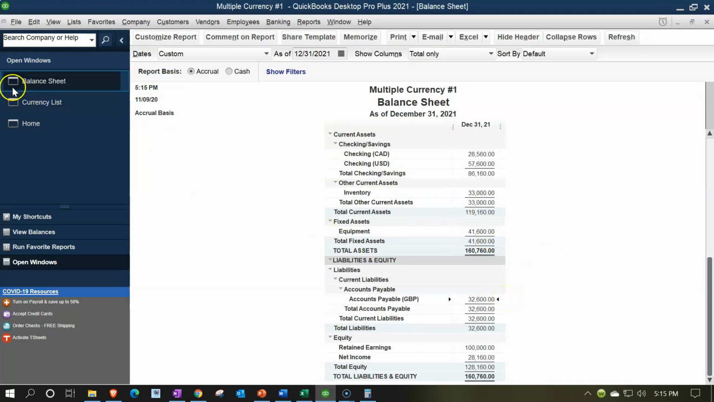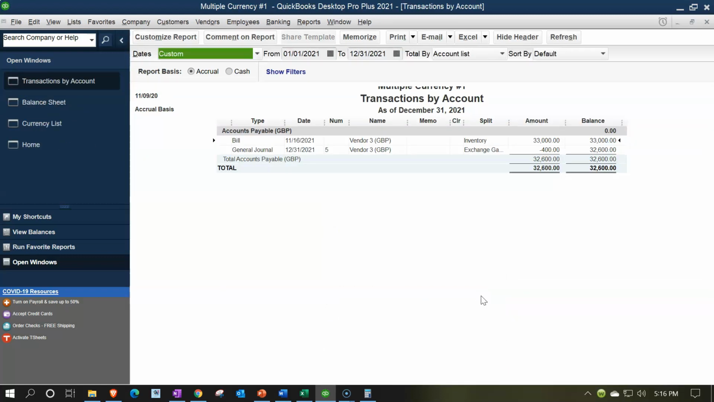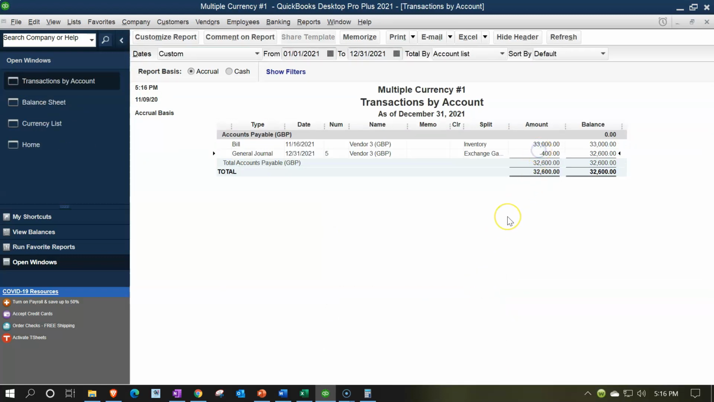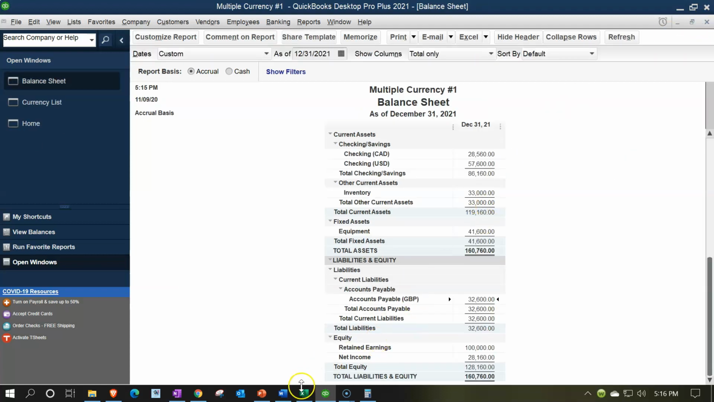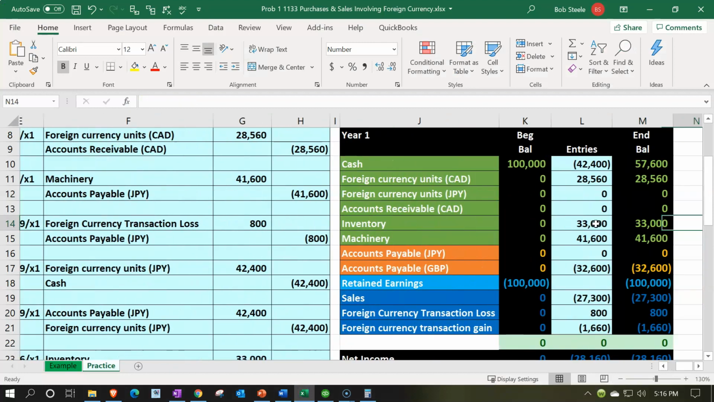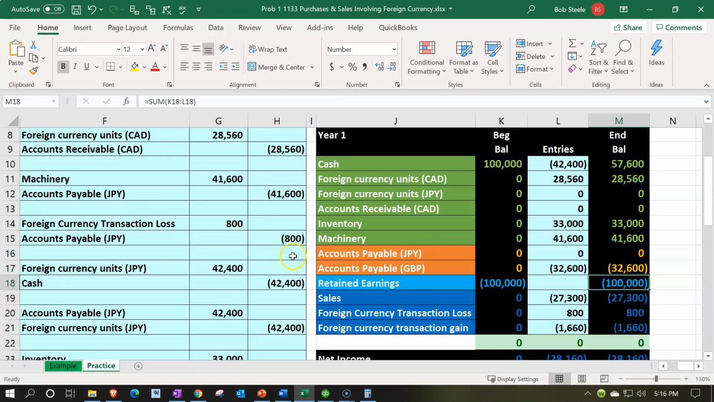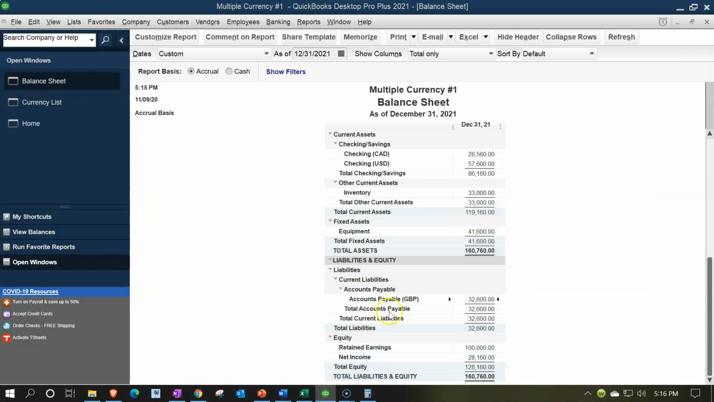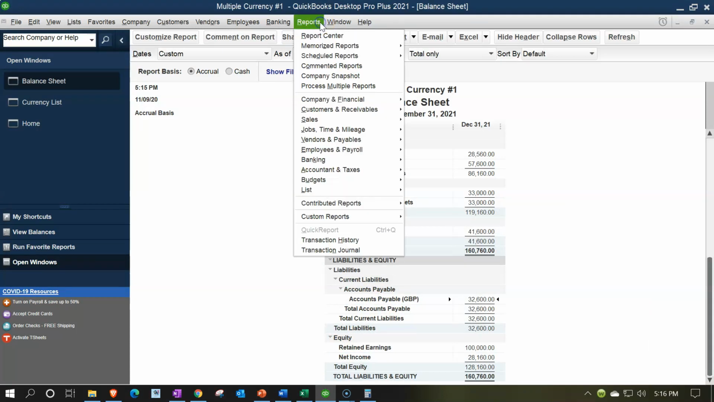So I'm going to go back to the balance sheet. We're in the accounts payable, double clicking on the accounts payable. There's the 400, and it's a journal entry type of transaction. And it made our amount at the 32.6. I think that's what happened in Excel. So is that what happened in Excel? Suspense. Yes. And relief.